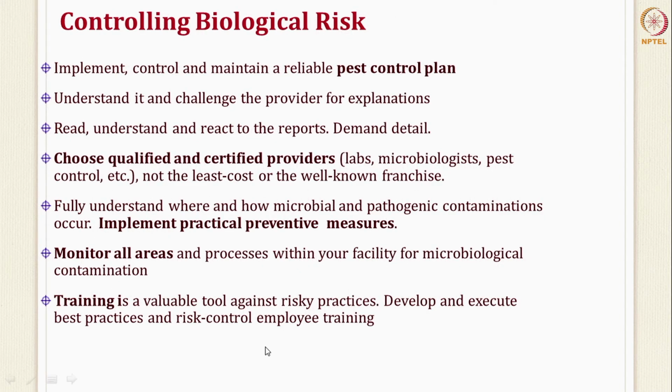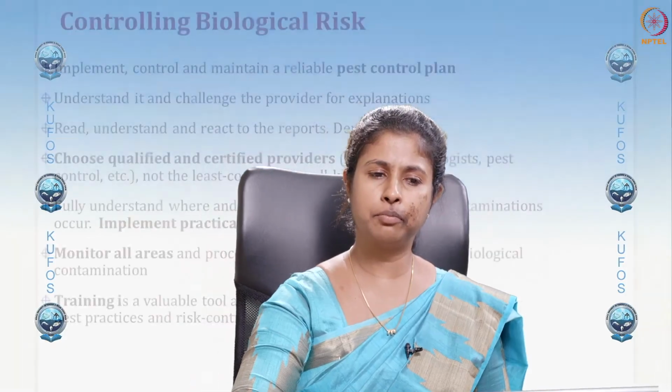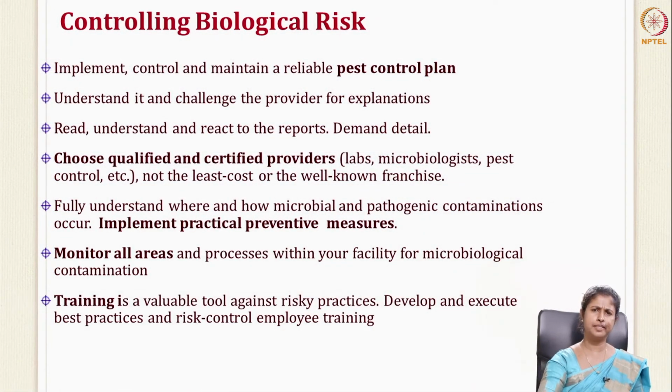Okay? So anticipation is important, but suppose there is a problem and you need to control it, you have to maintain a reliable pest control plan. In the food industry, pests are inevitable. But if you have a good pest control plan in place, this should again be taken care of. Choose qualified and certified providers. Whether it's your lab assistants, your microbiologists, your pest control, use certified personnel, train them properly. Implement practical prevention measures and monitor all the places. We should never assume anything. We need to monitor, we need to take precautions ahead of time.